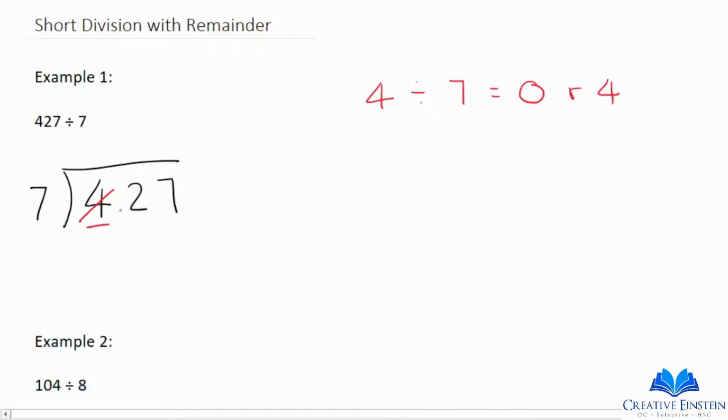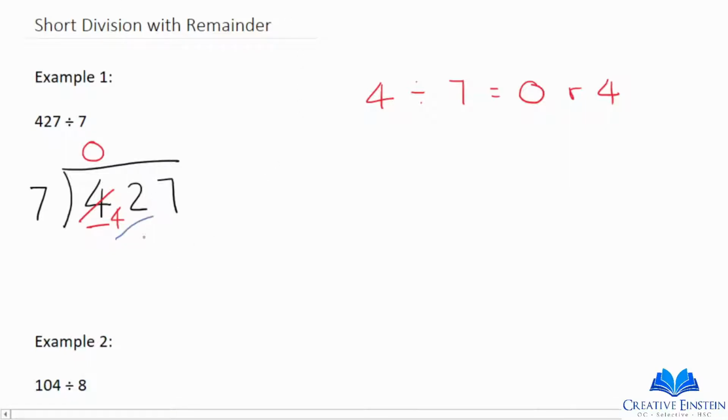There's a remainder of 4. I'm going to write 4 in front of the 2 to remind me that the next number I'm going to be using, I will need to use the remainder, the 4, and the next number, which is 2, so 42. The 0 goes on top of the 4 to show me that no 7s are in 4. Okay, I'm going to change colors now.